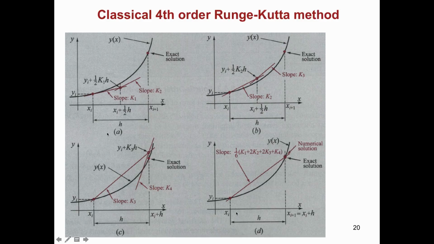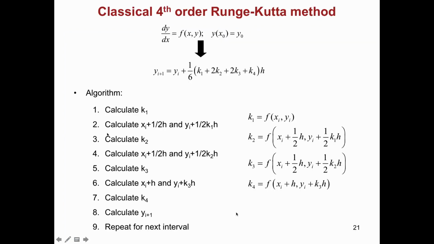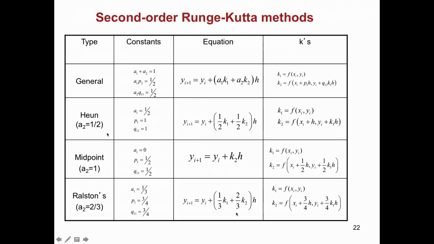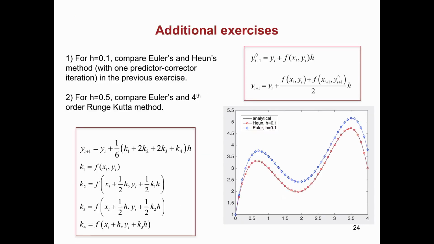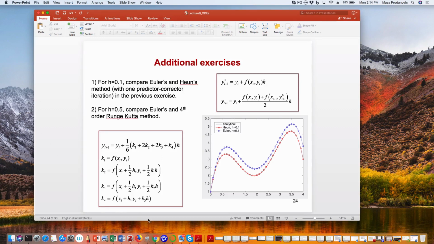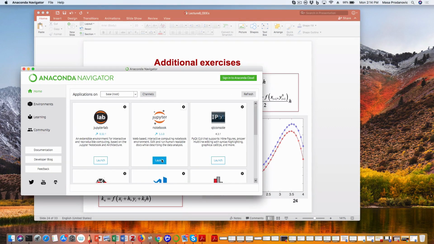Now, this is just a sketch, but indeed it works. There's a whole variety of these methods where you could have averaging of 1 slope, 2 slopes, 3 slopes. We're going to really focus on this 4th order method. So let's implement it and see how accurate it gets compared to our 2 methods that we tried before.